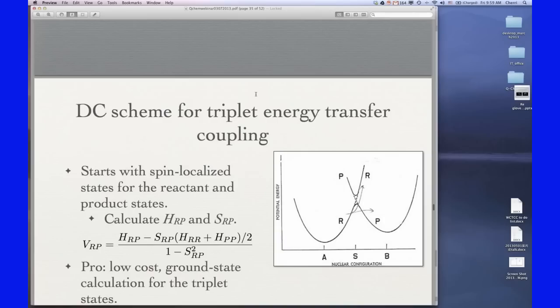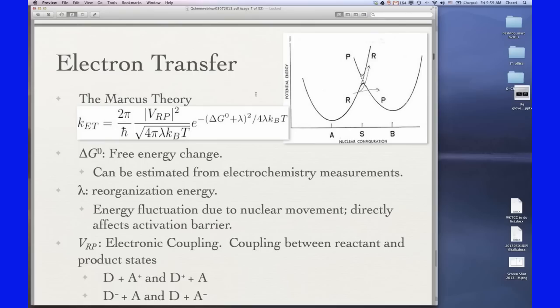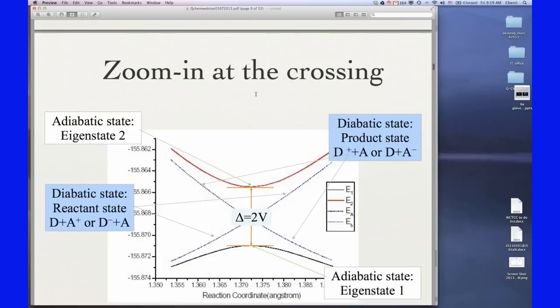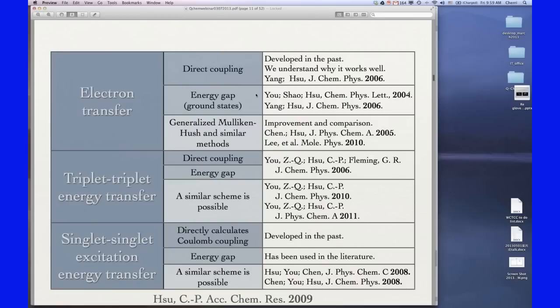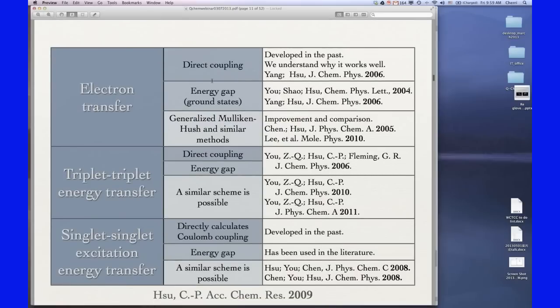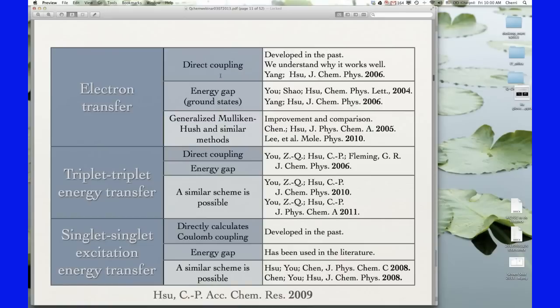Let me quickly go back to the very early summary here, maybe. So for a problem with many ground states, you try to see whether you can use the energy gap. Because for electron transfer, it is possible to use the electric field to pull the electron. So it really doesn't matter whether you are symmetric or not, or direct coupling. For excited problems, I would suggest you try GMH and FCD.